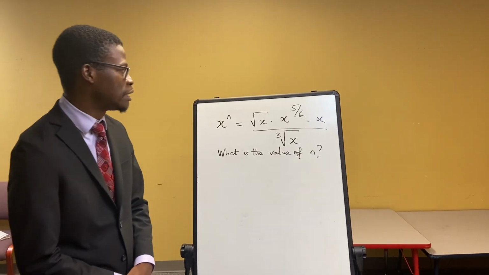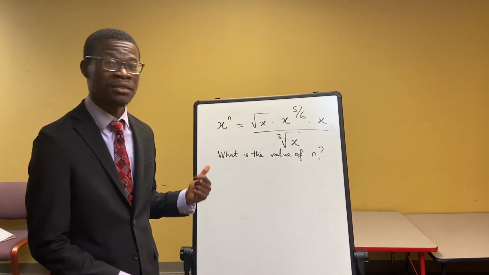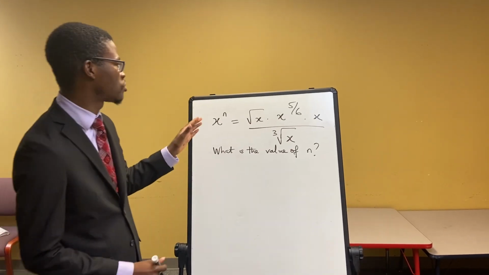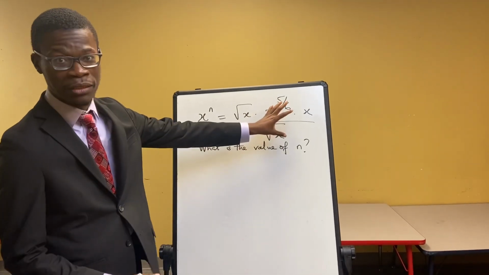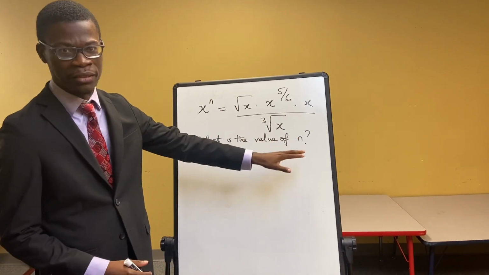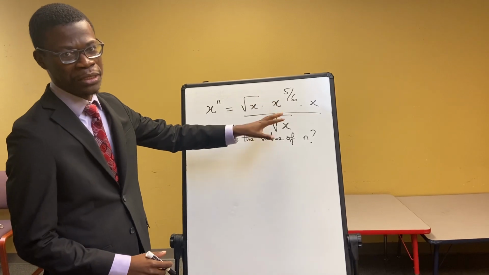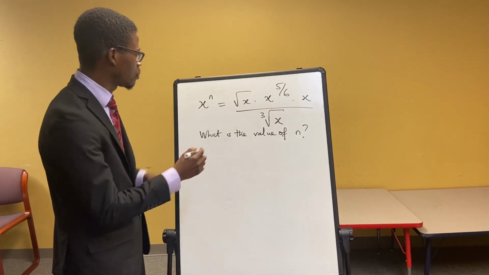Today's question is testing your knowledge of exponents. Okay, so it says if x to the power of n is equal to this big thing, what is the value of n? Now this seems big, but don't worry. Using the exponents, we're going to break it down. All right, so let's start.